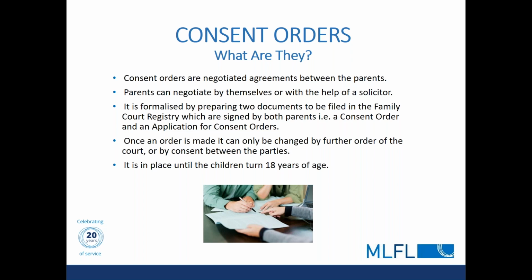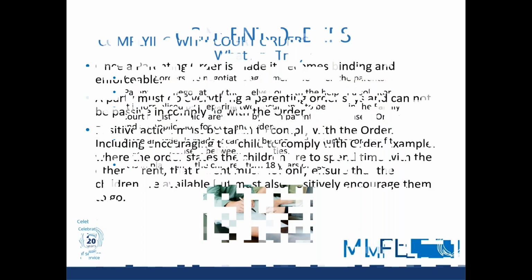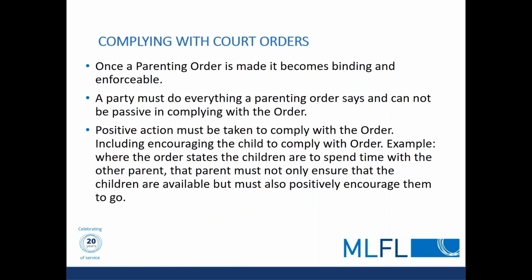So what this means is that once an order is made, it can only be changed by further order of the court or by another consent order made between the parties. And it's in place until a child turns 18 years of age. So once a parenting order, that is an order made by the court or a consent order, is made, it does become binding and enforceable.